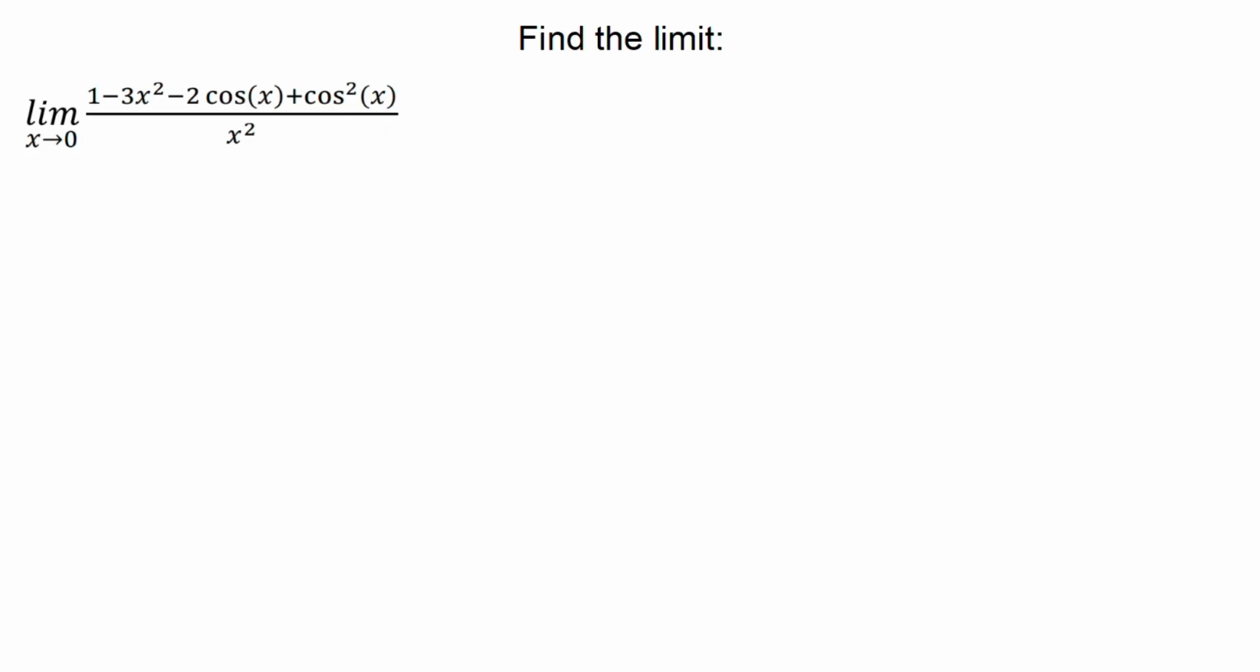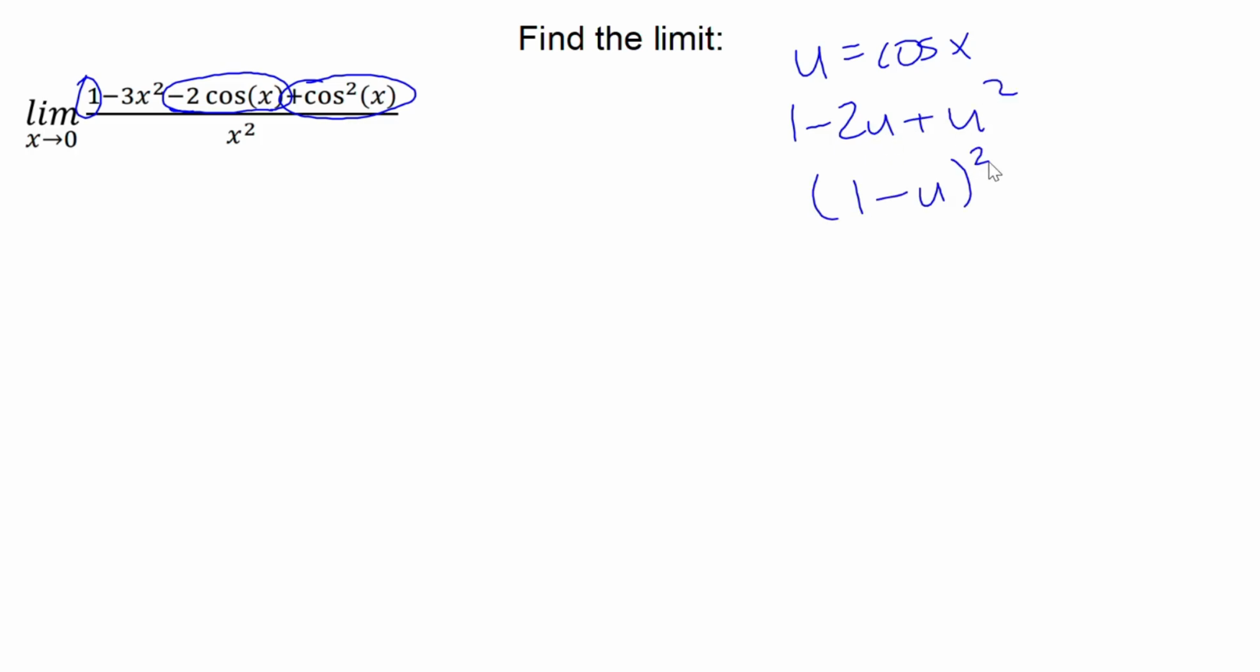For number 6 here, we want to get creative with our trig and with factoring. With any luck, we would recognize that 1 minus 2 cosine x plus cosine squared x looks just like 1 minus cosine of x all being squared. If you let u equal cosine of x, we're not going to actually write it out that way, but if we did, we'd have 1 minus 2u plus u squared, which we should know is 1 minus u squared. So it's just 1 minus cosine x squared for that piece of it.